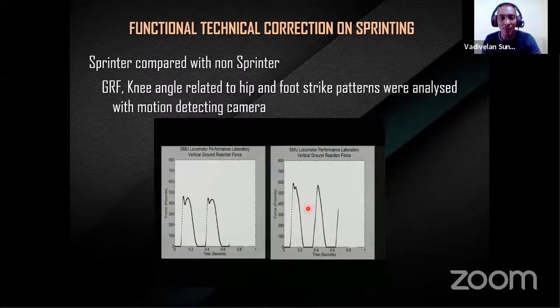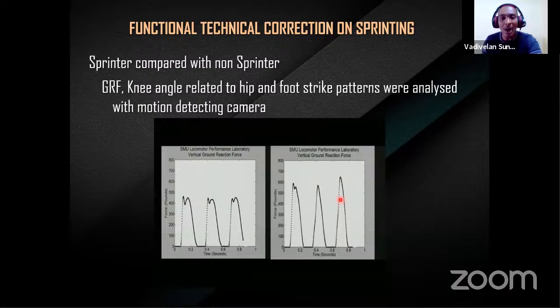So this one is after training. If you control the knee flexion in a proper way, this is the non-athlete's ground reaction force, and here the post-training ground reaction force. The pre one was almost 400 pounds, and after he has been technically corrected, as a functional correction, the ground reaction force is almost 600.